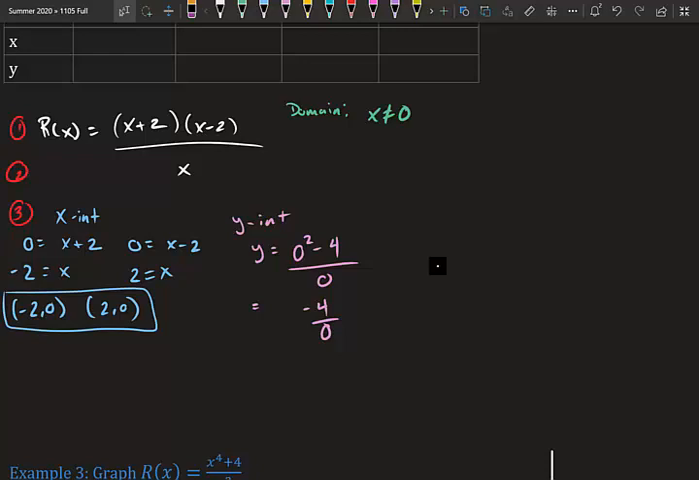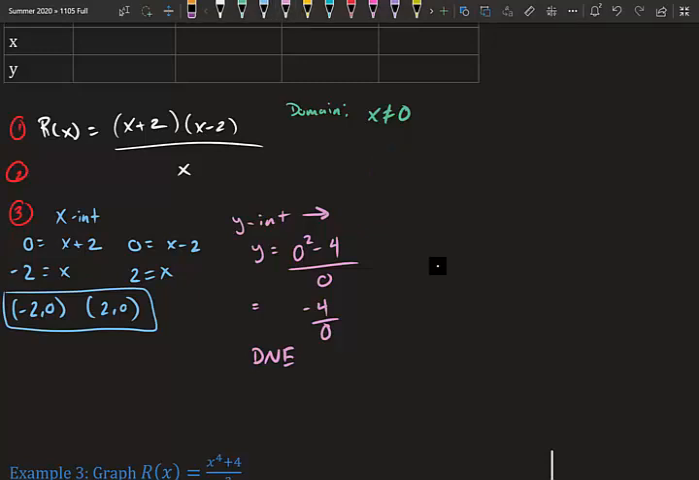Also, why doesn't it exist? So this is, it does not exist. Now, why doesn't it exist? When we do the y-intercept, don't we make x equals 0? Is x allowed to be 0? Nope, it's not. So that's why it doesn't exist.